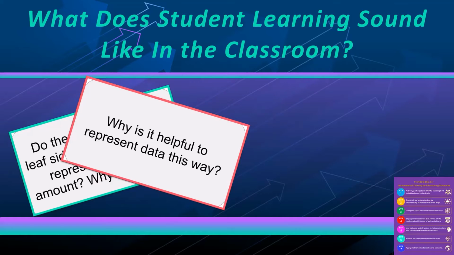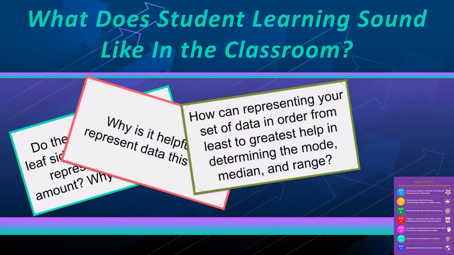We could also ask students, why is it helpful to represent data this way? Students should understand that representing data is a way to organize it and help them notice the patterns. If we ask students, how can representing your set of data in order from least to greatest help in determining the mode, the median, and the range, we'd want students to explain that if we put the data points in order from least to greatest, we can quickly see the numbers or the data points that are repeated, the mode, or we can quickly figure out what the middle number is, the median. And then the last part is the range, and putting them in order from least to greatest helps us figure out which numbers we need to subtract.